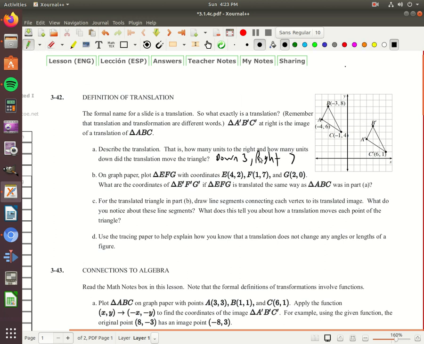So that's the transformation. On graph paper, plot points E, F, G with these coordinates. And it says, what are the coordinates of E', F', G' if it was translated in the same way? So if we went down 3 and right 7, obviously I'm going to need to write this down and go to a coordinate plane and do it. It says, for the translated image in part B, draw line segments to connect the vertexes of each. What do you notice about the line segments? And then using trace paper, explain how you know these translations do not change any angles or lengths. So again, I'm going to jot this down and do that in a coordinate plane.